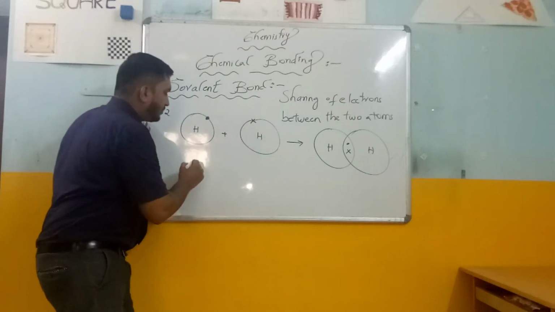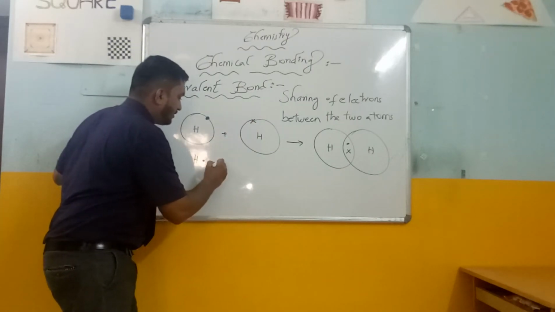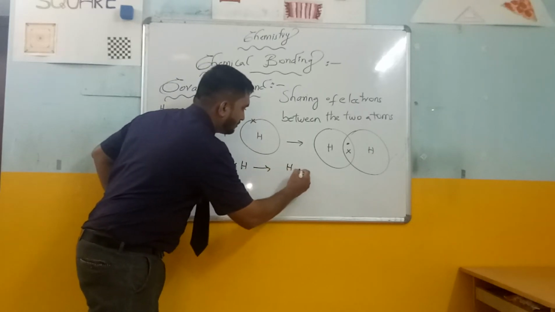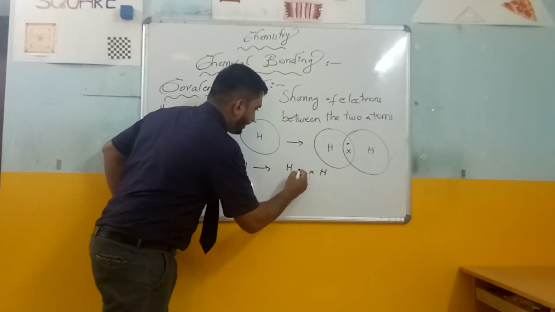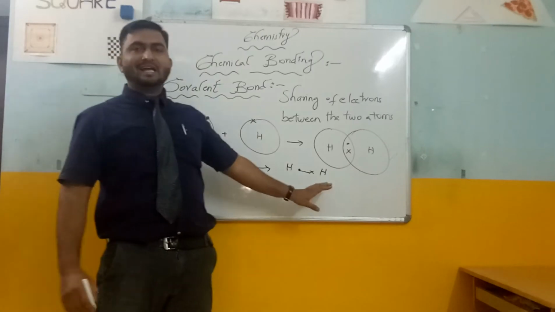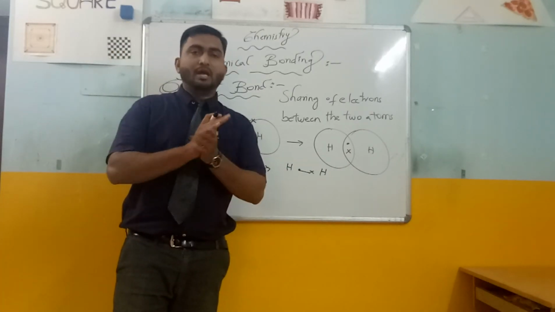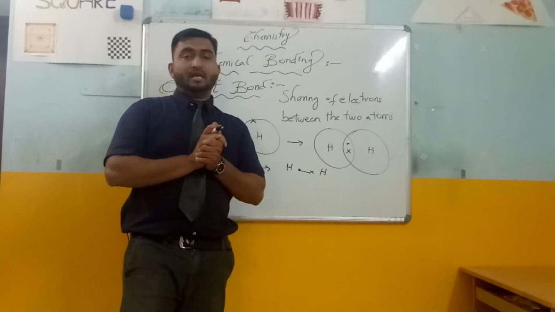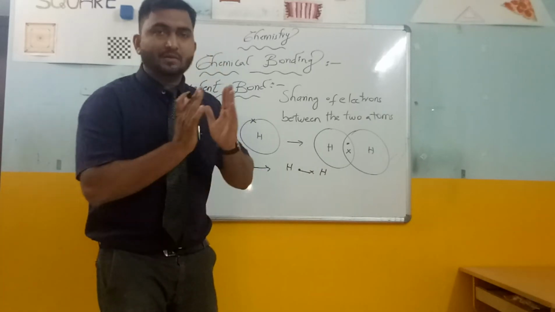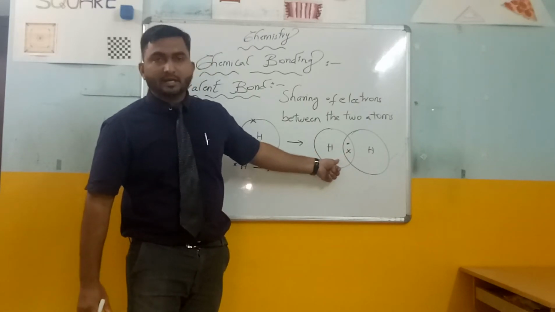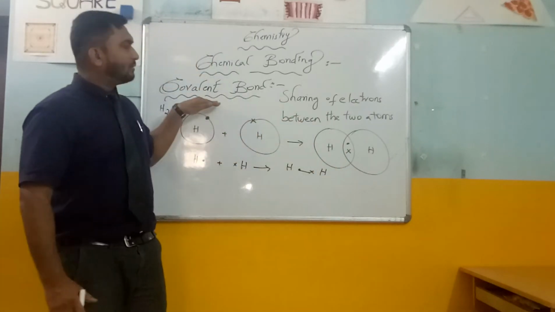This is the pictorial structure; let us see the dot structure too. They form H–H. So they are forming hydrogen bond hydrogen. This is a covalent bond formed between the two atoms of hydrogen. It is a diatomic molecule, hydrogen combined with hydrogen by sharing of electrons between the two atoms. This is a covalent bond.